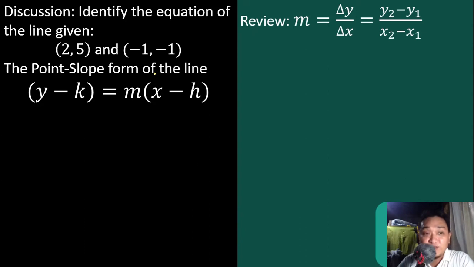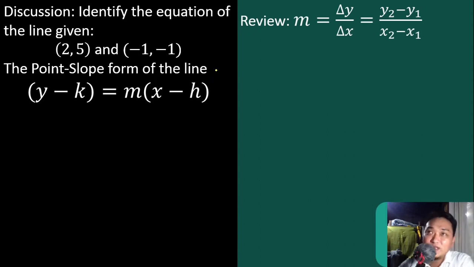We can make use of the so-called point-slope form of the line. That is equivalent to the quantity y minus k is equivalent to m times the quantity x minus h. Kung naalala nyo pa po, na-introduce ko na ito sa inyo, etong equation of the line na ito. Napaka-importante na to at saka napaka madaling gamitin itong equation na to. Ito ata yung pinakagamit na sa lahat ng linear equation, in my opinion, ito yung pinakamagandang gamitin. Ito yung madalas gamitin.